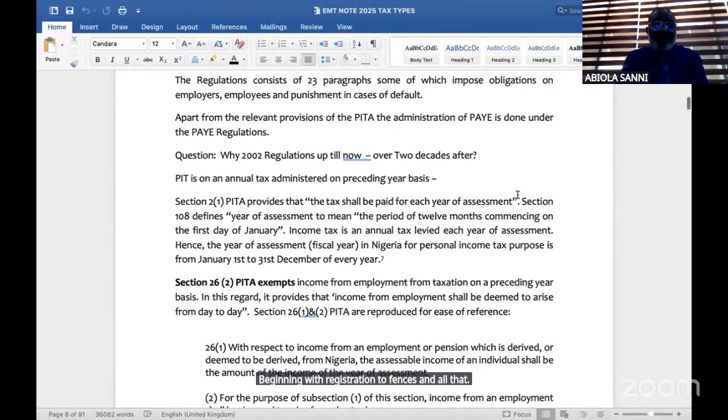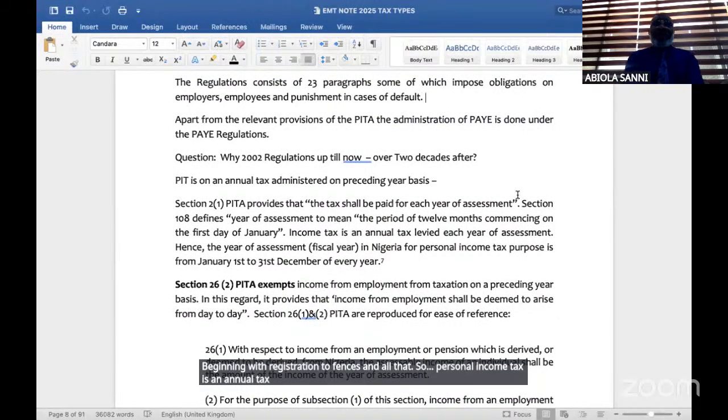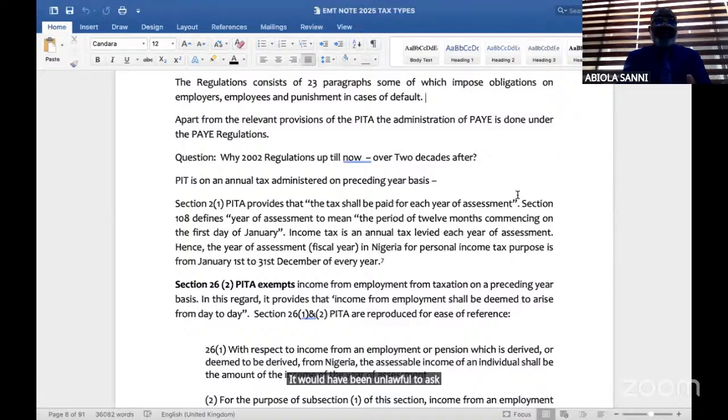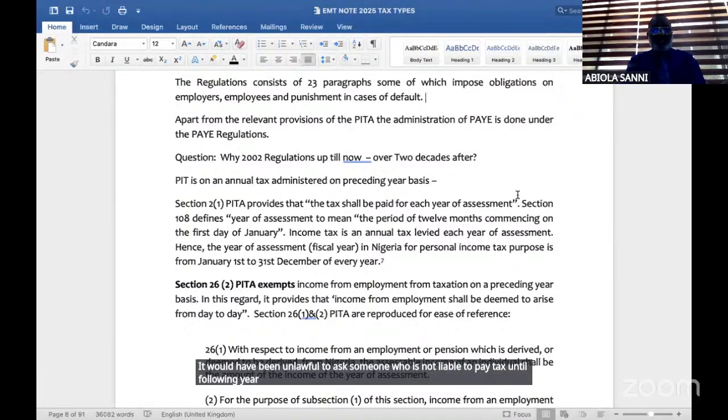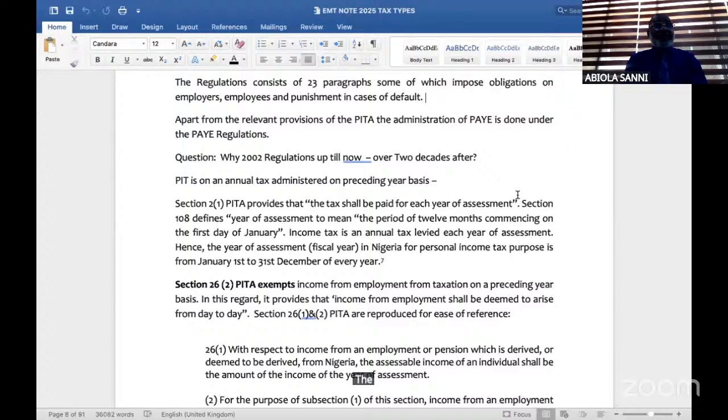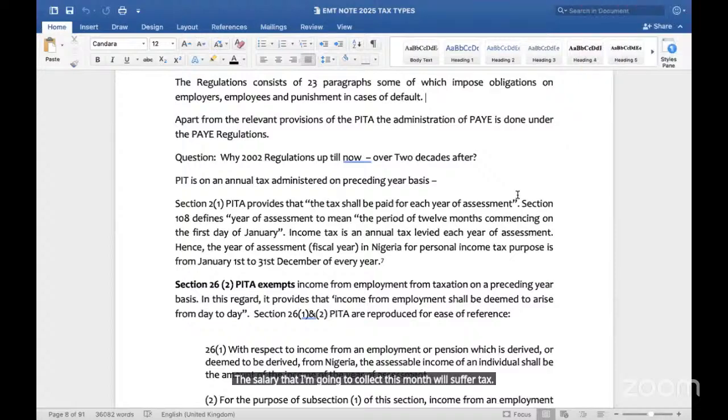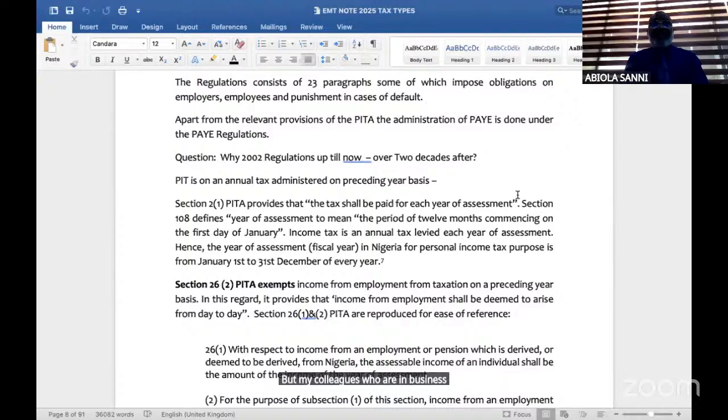So, personal income tax is an annual tax. Without a provision exempting what we have under PAYE, it would have been unlawful to ask someone who is not liable to pay tax until the following year March to pay in the first month of the year. The salary that I'm going to collect this month will suffer tax. But my colleagues who are in business will not pay tax on their income in January until March the following year. So you can begin to see advantages and disadvantages.